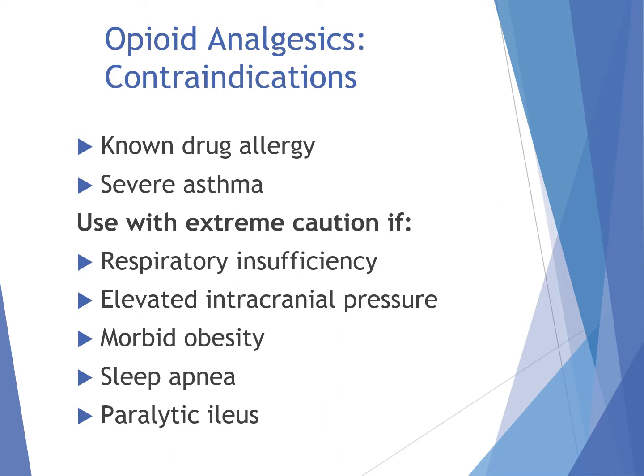Opioid analgesics contraindications. Known drug allergy, severe asthma, use with extreme caution if the patient has respiratory insufficiency. Why? Because we're going to have a depression in the respiratory system, just in general when we use these type of medications. Elevated intracranial pressure, you need to be very careful when using these types of medications. Morbid obesity, sleep apnea, or paralytic ileus.